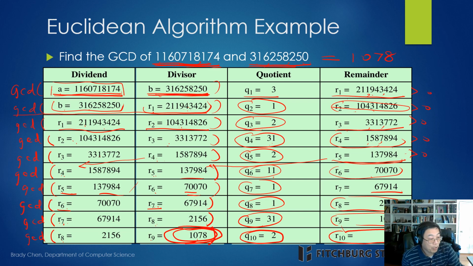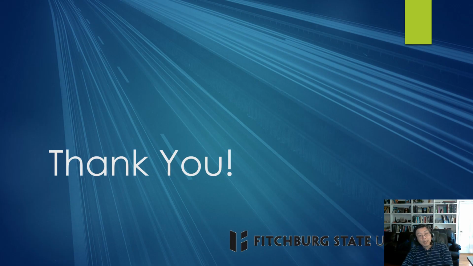Still a lot of work, but much, much easier than finding the divisors of both numbers and finding the greatest one, right? And also, if we write a computer program, this is going to be a very simple program. It's just a recursive program. Even the coding is going to be very simple. Okay, that's the end of Module 9A.